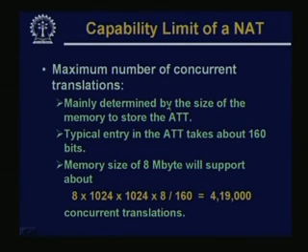Talking about the maximum number of concurrent translations that a NAT may provide, this is primarily determined by the size of the memory that we use to store this table. Just to show a simple calculation, a typical entry in the ATT may take around 160 bits. So if you have 8 megabytes of memory available, then for every request you will need about 20 bytes. If you make the calculation, the total number of bits divided by 160 will come to more than 4 lakh concurrent translations, which means you can potentially have that many entries in the table. Port number will never be a constraint for you, because a port number is a 16-bit number. You can have up to 65,000 distinct port numbers. So the number of distinct port numbers will ultimately provide the upper limit.